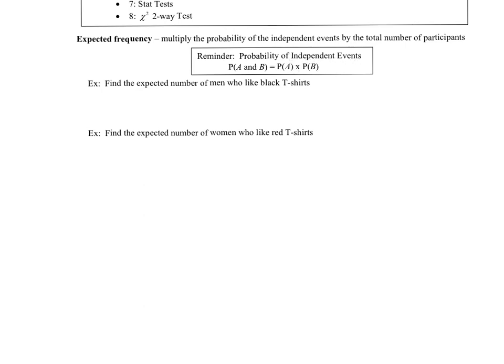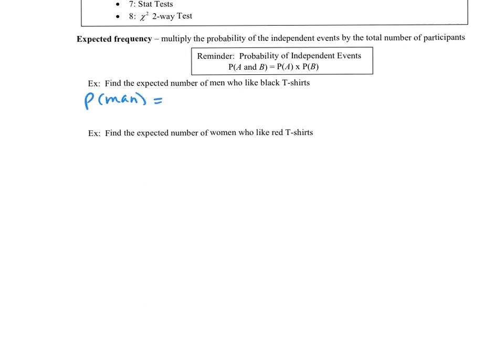If we have two events that are independent of each other, and we want to find the probability of both of them happening, of A and B, then we simply take the probability of the first event and we multiply it by the probability of the second event. So let's find the expected number of men who like black t-shirts. So we're going to find the probability of A. That would be, our first event would be the probability that a person is a man.